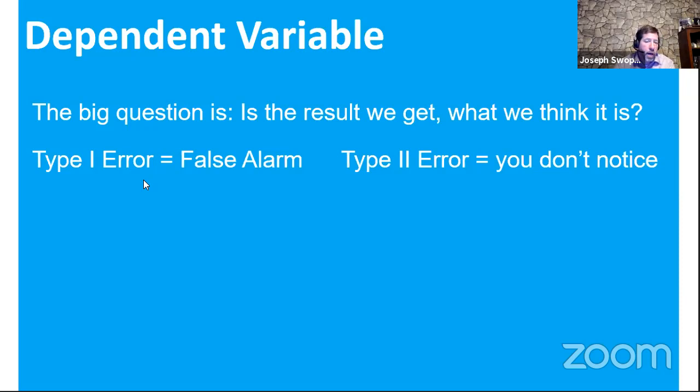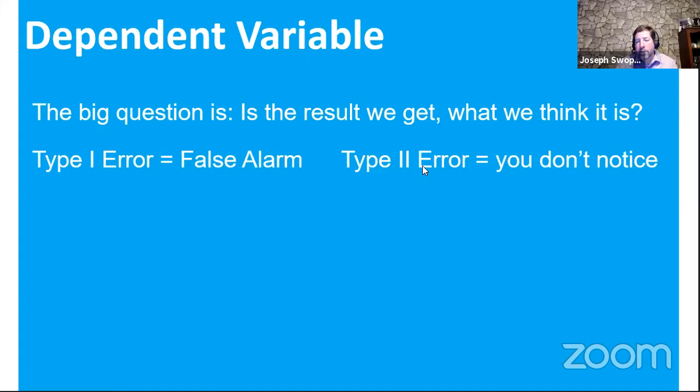Maybe one of their colleagues says, no, the dependent variable didn't show a significant change or difference. That's going to be called a false alarm error, where you thought there was something, but it wasn't there. Type 2 error is when you don't notice. And this can happen quite a bit with medicines.